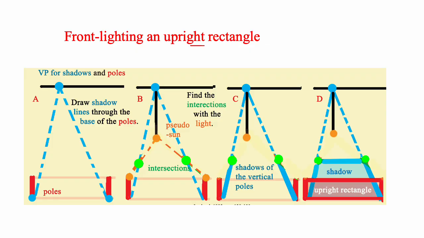To find the shadow of an upright rectangle using front lighting, establish the two poles on either side of the rectangle and draw shadow lines from their base to the shadow vanishing point on eye level. Then determine where you want the pseudosun and draw light rays through the top of the poles. And where the light rays and the shadow lines intersect are 2 points on the shadow. So far we have the shadow of these vertical poles. If we connect these two green lines, then this whole part is the shadow, as I show here.